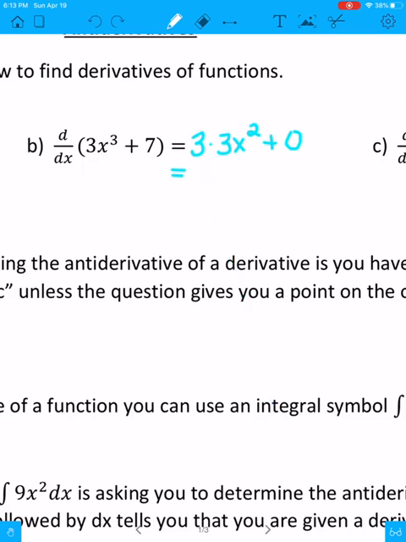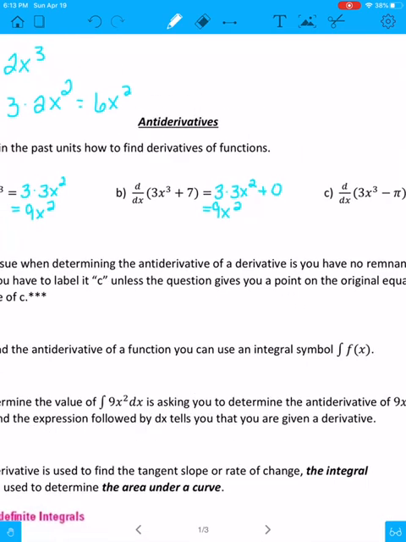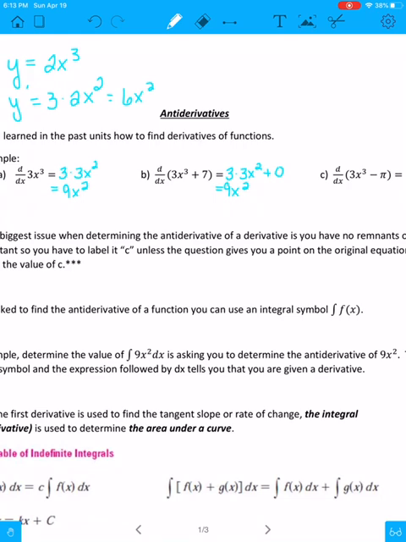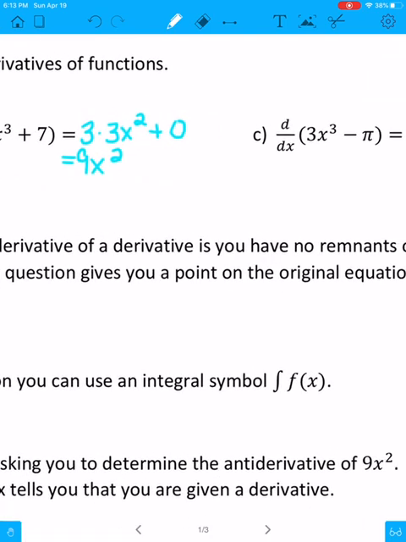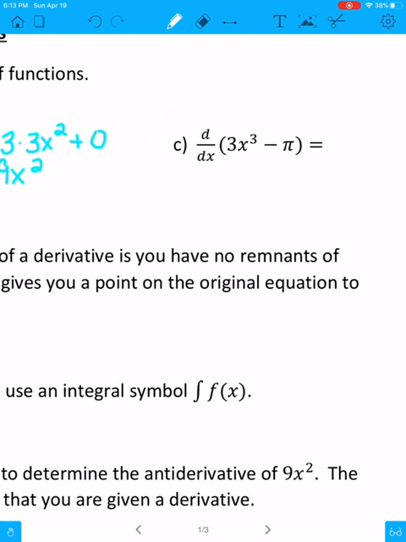So I would get 9x squared. So if you look at the previous answer, when it's 3x cubed, my derivative is 9x squared. When it's 3x cubed plus 7, my derivative is 9x squared. When it's 3x cubed minus pi, I'm going to get 9x squared, because pi is just a number, 3.14159, and it keeps going. And when you take the derivative of a number, you get 0, right?